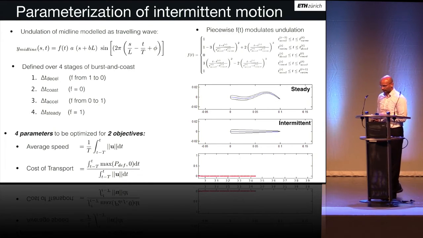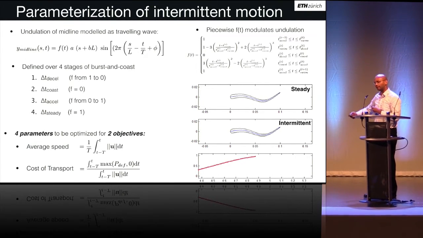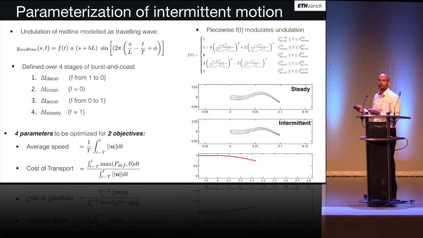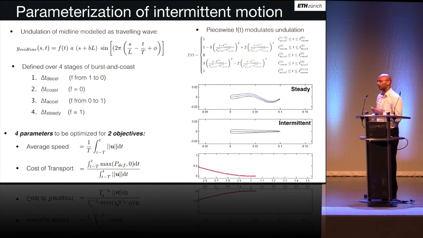Okay, so since we have 4 parameters, doing a systematic search is not a very good idea. If you just consider 10 different cases for each of these 4, that's 10 to the 4 cases you need to run. So that's another reason why optimization is a good way to go about doing this.